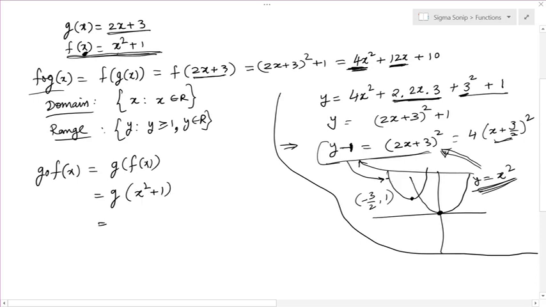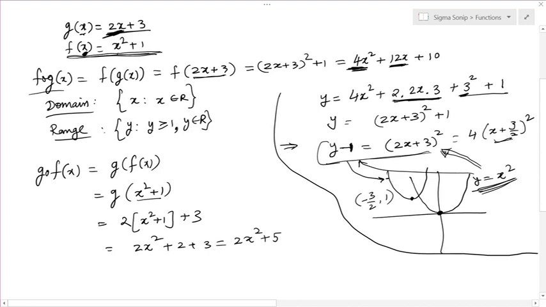And now we're going to look at g of x here. g of x says that whatever you give to g, it doubles it first and then adds 3. So here we are giving x squared plus 1 to g. So what you need to do is double it and add 3 there. That gives you 2x squared plus 2 plus 3, which equals 2x squared plus 5.